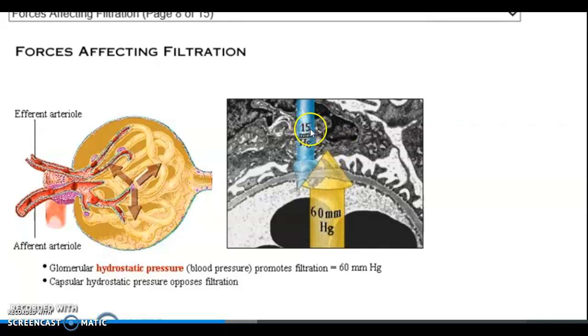So I'm opposing the pressure coming out with 15 millimeters of mercury. It's kind of like if you took a squirt gun and squirted it out into the air, it would have a certain amount of pressure coming into the air. But if I took that same squirt gun and squirted it underwater where water already existed, I would have water resisting the water leaving my squirt gun. But as long as the pressure of the water leaving my squirt gun was greater than the pressure of the water opposing it, it's still going to come out.